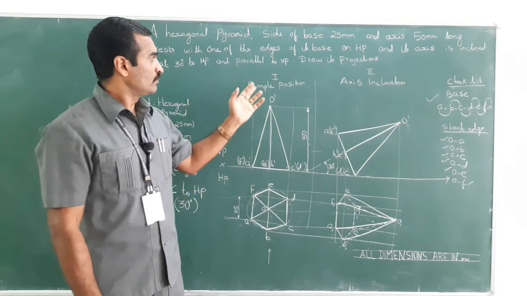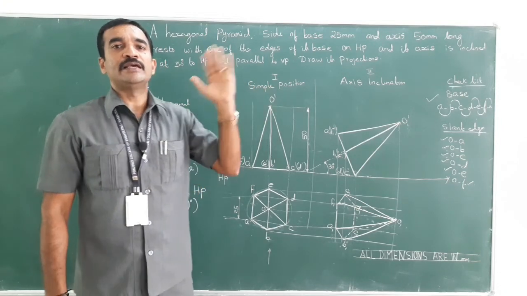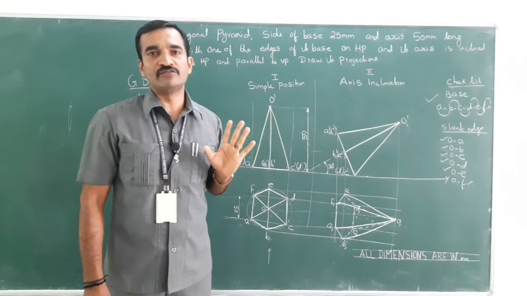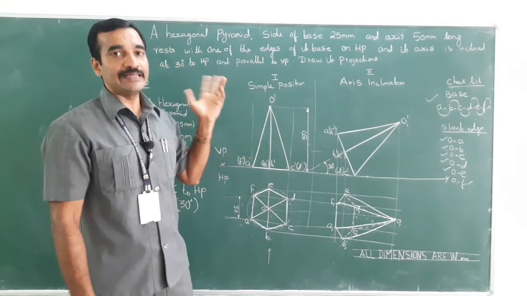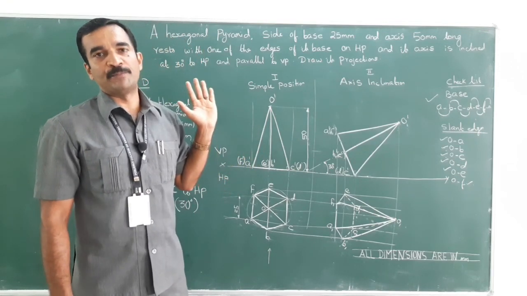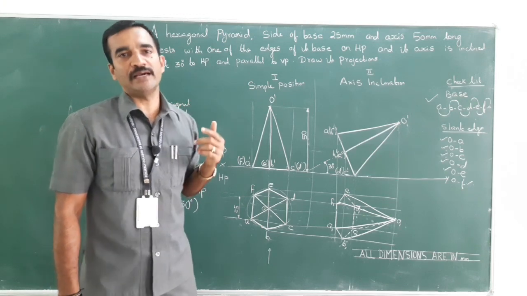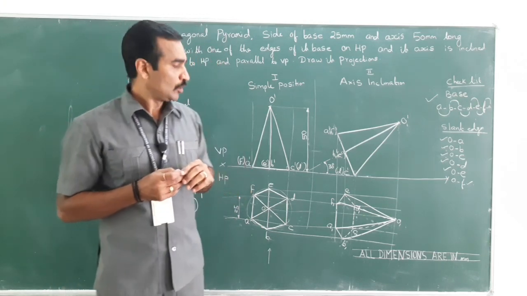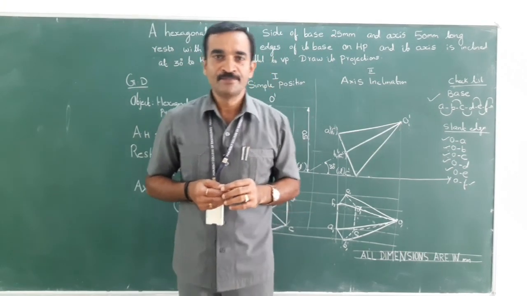So you will have to assume the simple position. That means the axis should be perpendicular to one of the planes. Where the axis is inclined, that needs to be kept perpendicular, right, in order to draw the true shape of the drawing. Hope you have all understood this. Thank you.